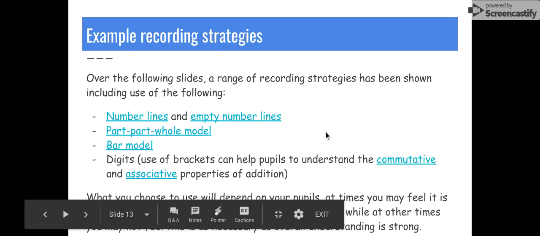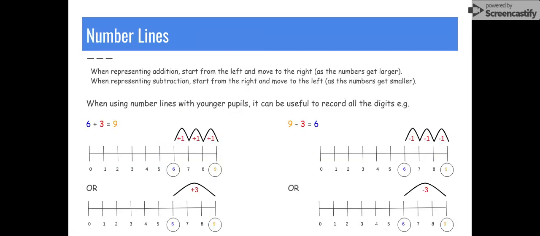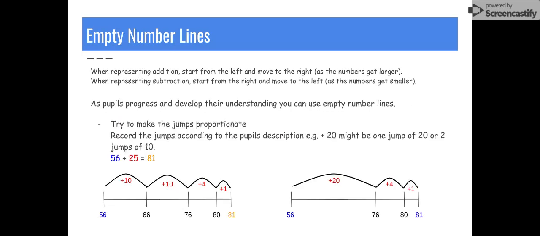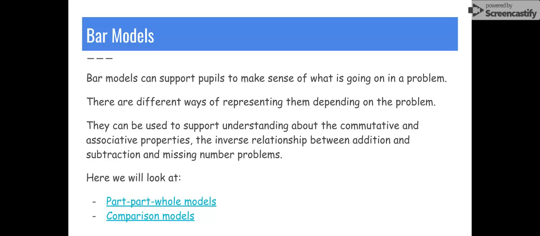The section on example recording strategies serves 2 purposes. The first is to show a range of ideas of recording pupil strategies beyond just numbers alone. This may help some pupils make more sense of other pupil strategies. Examples include number lines, empty number lines, part-whole models, which can also include bar models.